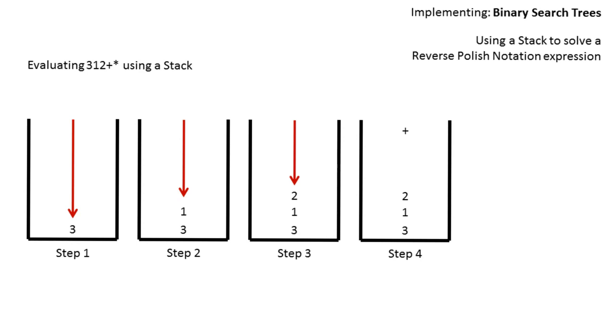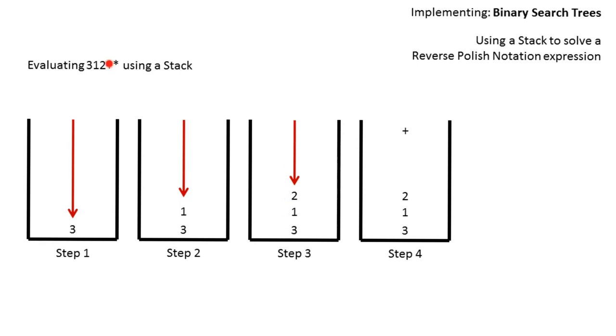Remember that a stack is a last in, first out data structure. When we evaluate an expression written in reverse Polish notation, every time we hit a value, we push it onto the stack, and every time we hit an operator, it causes the last two items on the stack to be popped out and the result to be pushed back in. So, we start with 3, pushed onto the stack. Next is 1, pushed onto the stack. Next is 2, pushed onto the stack. We're simply working from left to right.